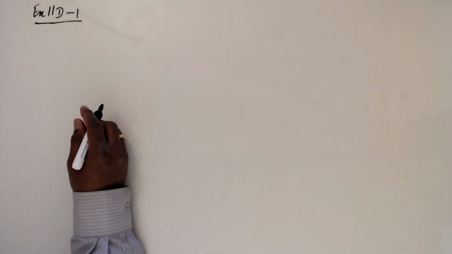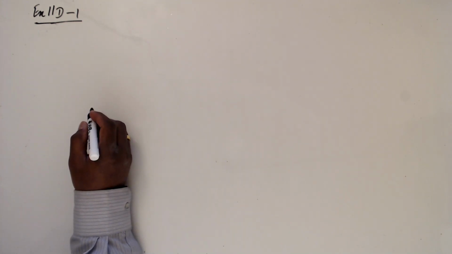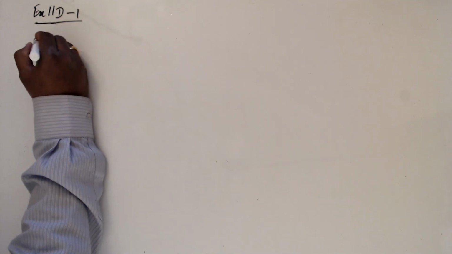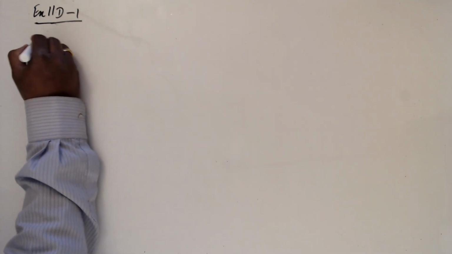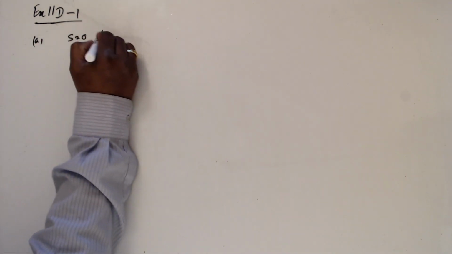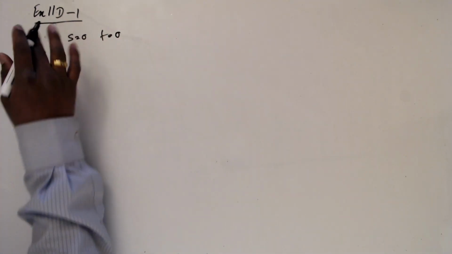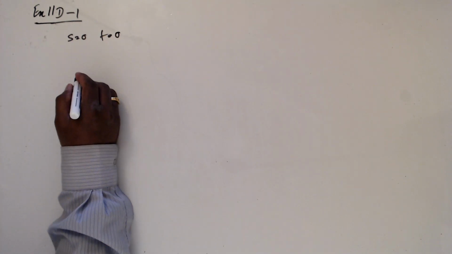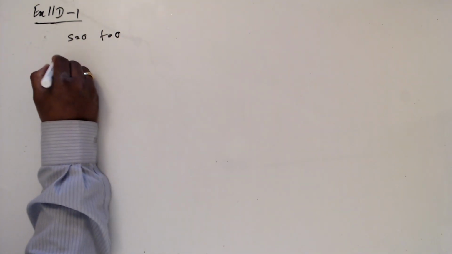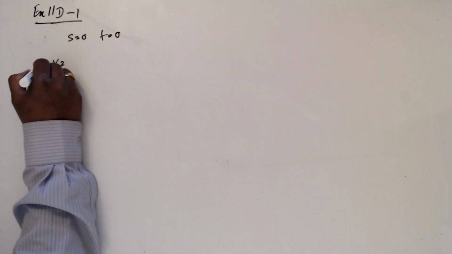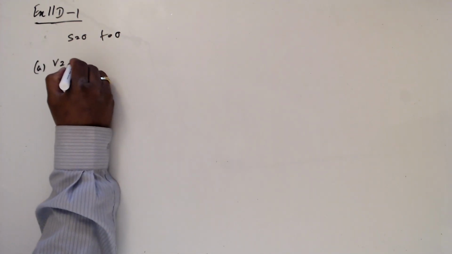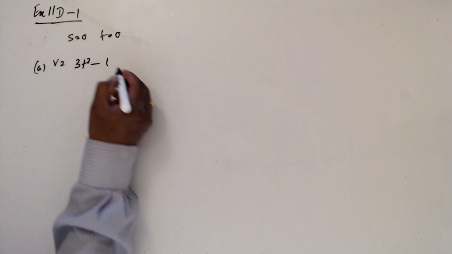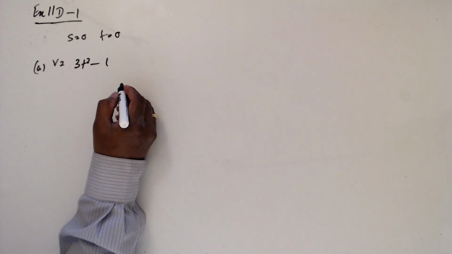Exercise 11D, question number 1. A particle is moving in a straight line. The data is given: S equals 0 and t equals 0. We need to find the displacement. V is given as 3t squared minus 1.